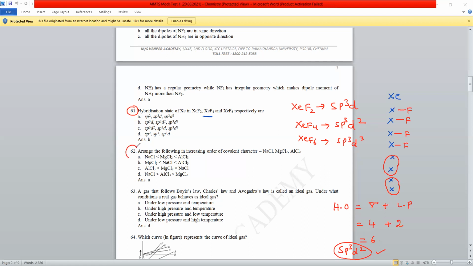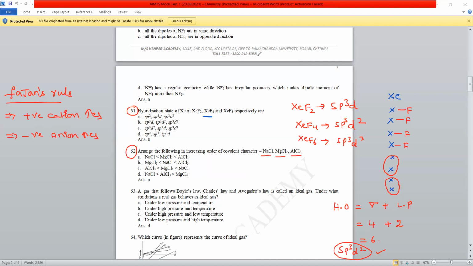Next, question number 62. Arrange the following in increasing order of covalent character: NaCl, MgCl2, AlCl3. So we have to use Fajans rules here. In the Fajans rules, we use the information about covalent character. As the charge of the cation increases and the negative charge of the anion increases, covalent character increases. These Fajans rules give the information on covalent character.